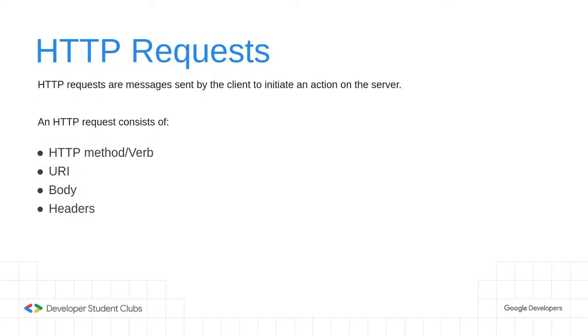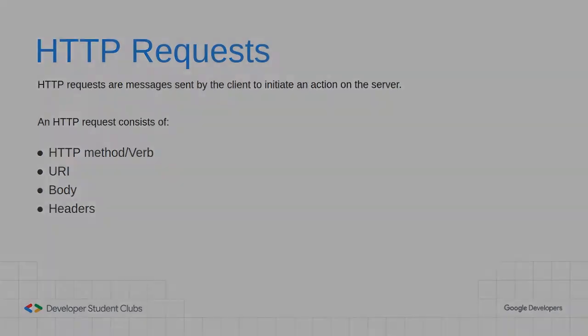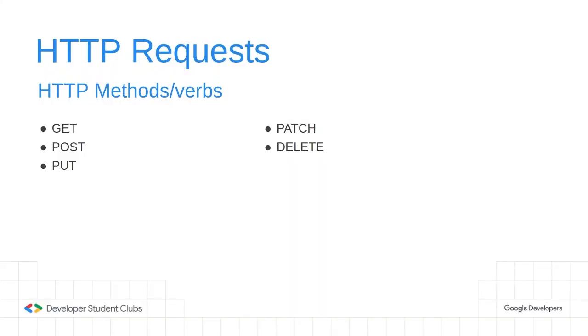Let's talk about requests now. So HTTP requests are messages sent by a client to initiate an action on the server. These actions in our case could be creating a user, updating a user, getting information of one or more users, maybe all of them, or maybe deleting a user. HTTP requests mainly consist of four parts: HTTP method, the URI, that is Uniform Resource Identifier, the request body, and the request headers.